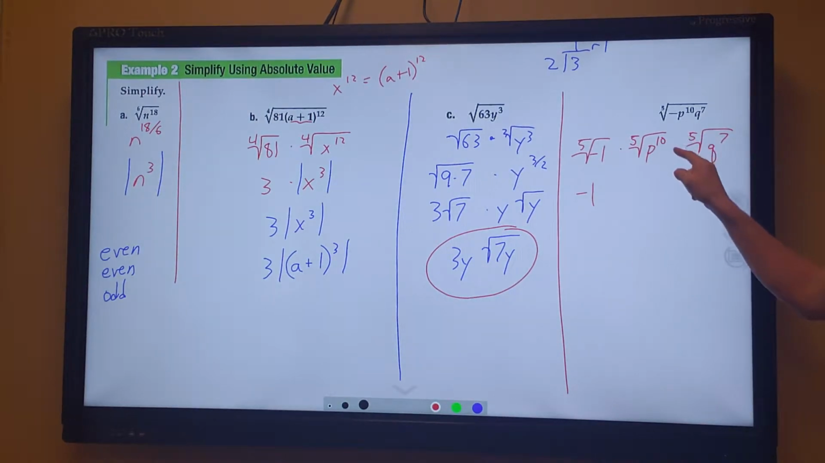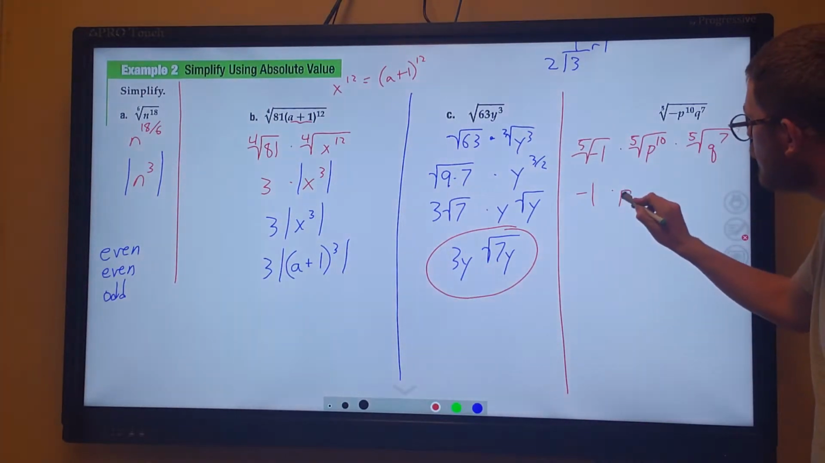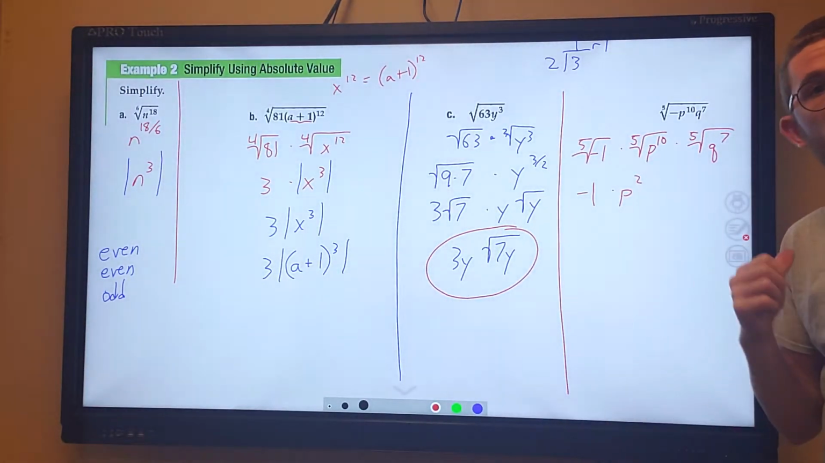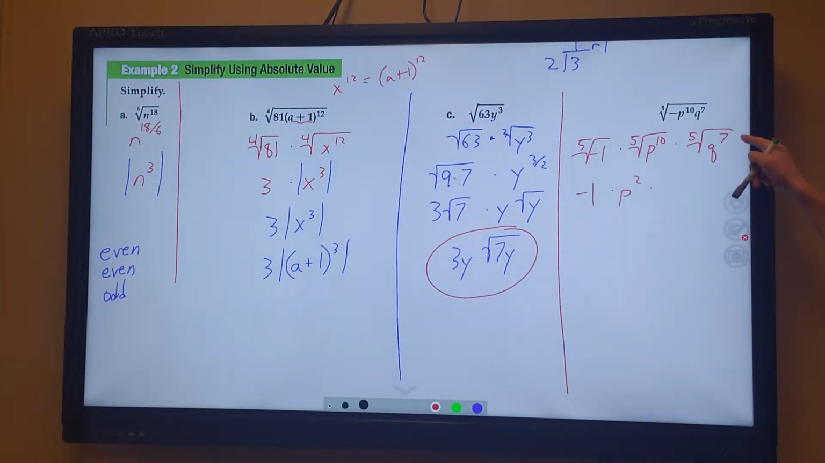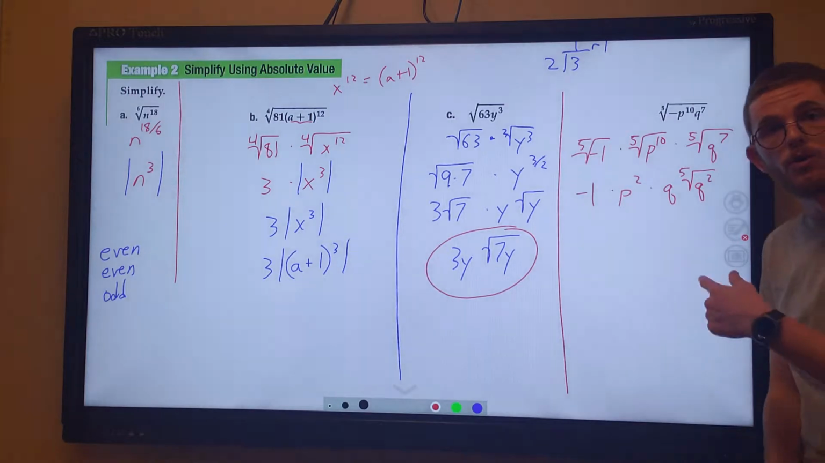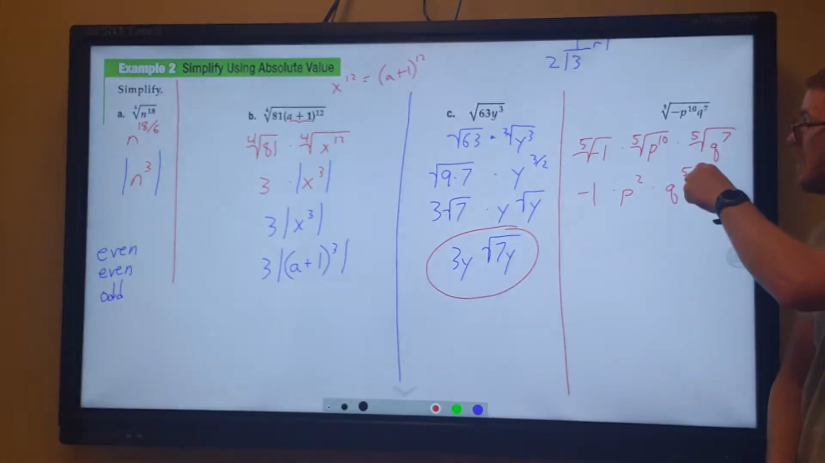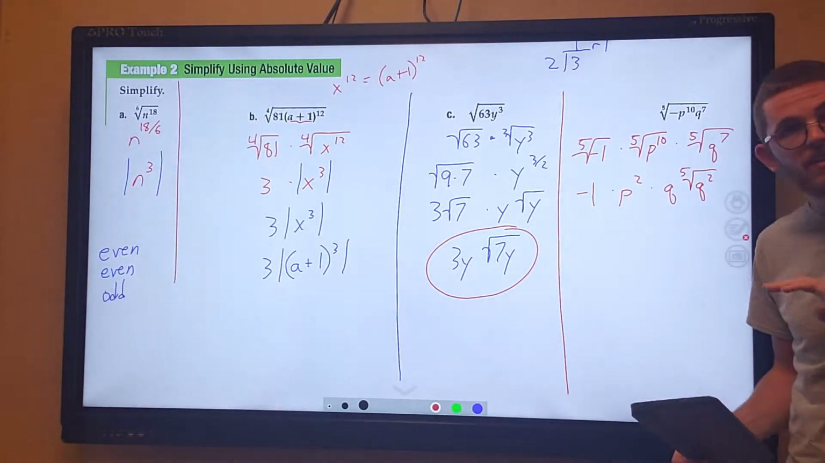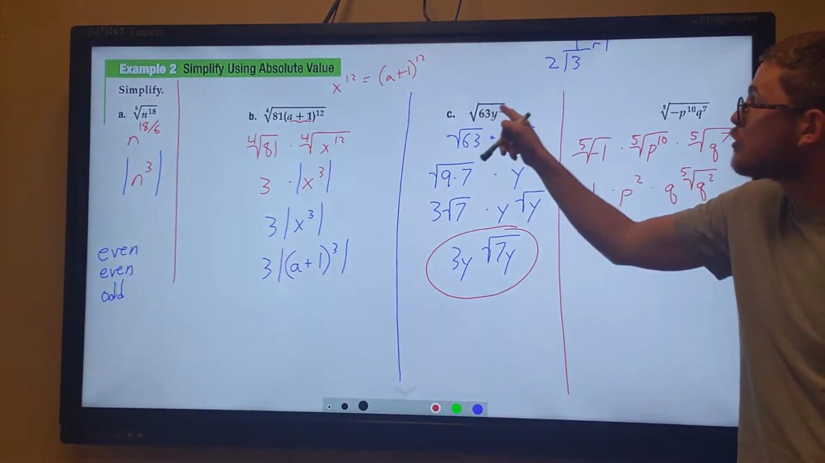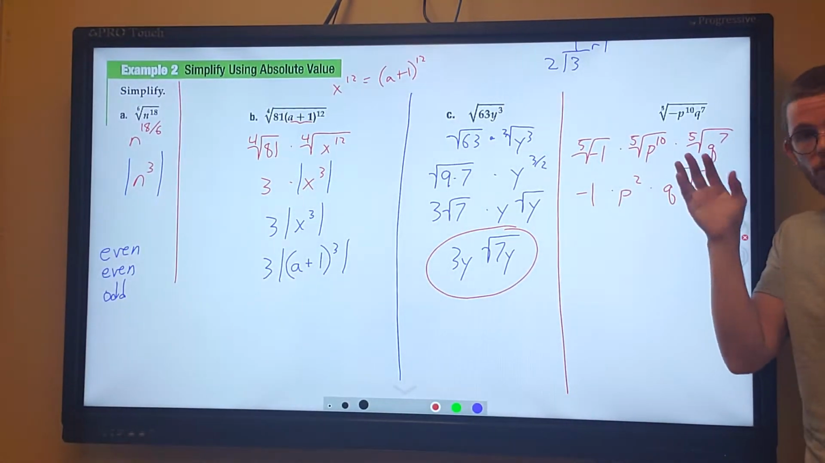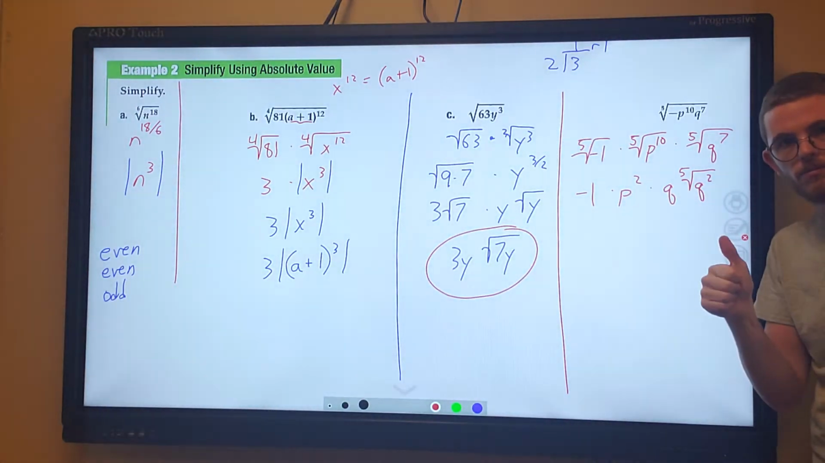Fifth root of p to the 10th, 10 divided by 5 gives us 2 with a remainder of 0. 2 p's are on the outside, no p's are left on the inside. 7 divided by 5 is 1 with a remainder of 2. Notice right there, there were some q's left over, so they're still inside the radical, and the index stays the same. The index doesn't change. Just like right here, it was a square root at the beginning, it's a square root at the end. Here, it's a fifth root at the beginning, it's a fifth root at the end.